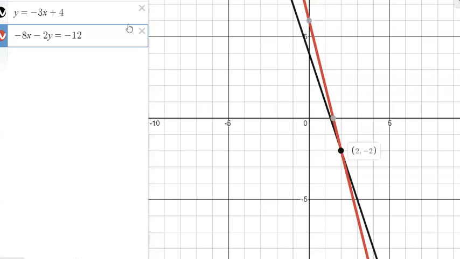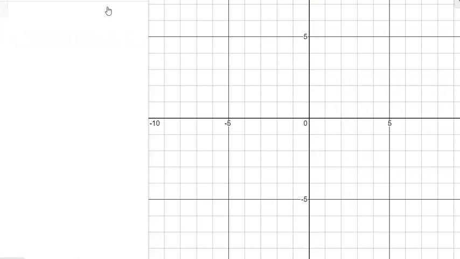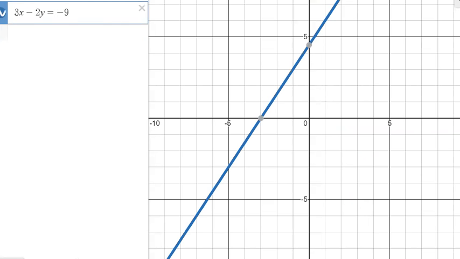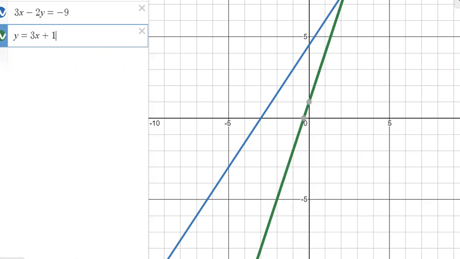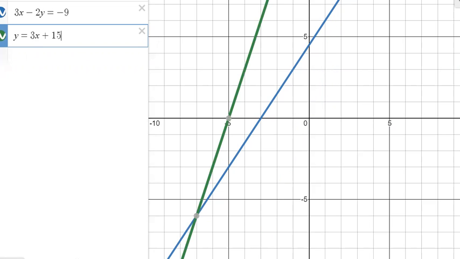So I'm going to go over to Desmos, get rid of these two, and type in the top equation. 3x minus 2y is equal to -9. That's going to give me that blue line that you see. The next thing that I'm going to do is type in the bottom equation. y equals 3x plus 15. That's going to give me the green line.